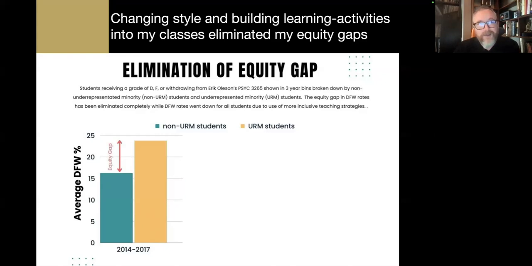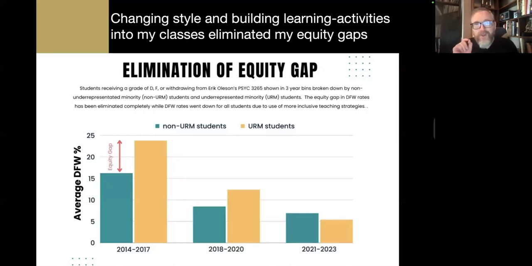As you can see, my teacher-centric high-stakes exam approach that I was using early on, and I think is very common still in certain disciplines, produced a noticeable equity gap. Not only is there a noticeable equity gap, if 20 to 25% of your students are failing or dropping or withdrawing, I think you're going to have a problem, and you're possibly contributing to negative retention of students at the institution in general.